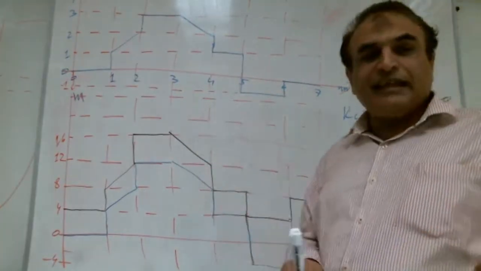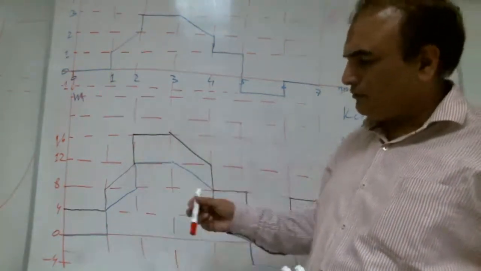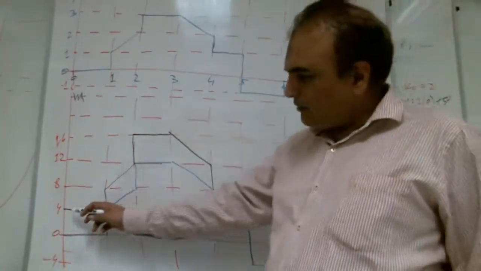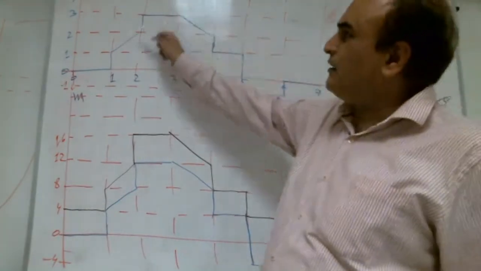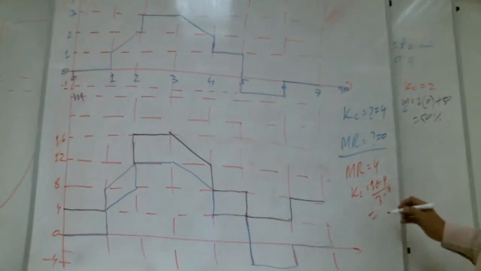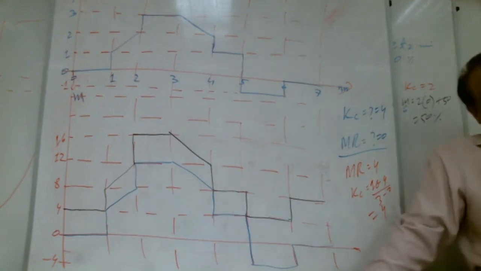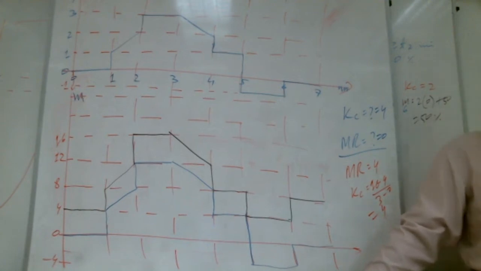If this is graphical, if you want to go mathematically, what is the total change in the output? 16 minus 4. What is the total change in the error? 3 minus 0. How much? 12 over 3 will be 4. So whichever way you want, you can go graphically, you can go mathematically.